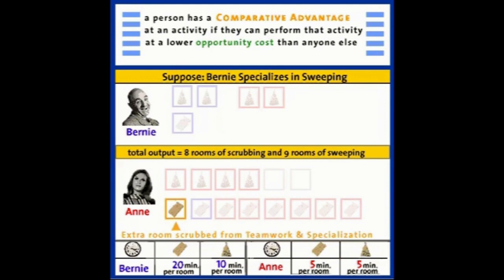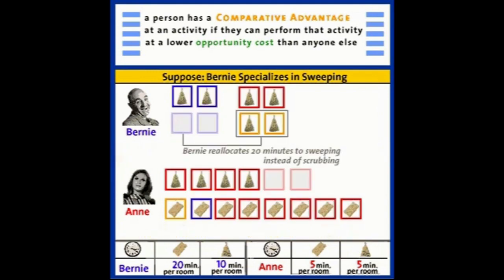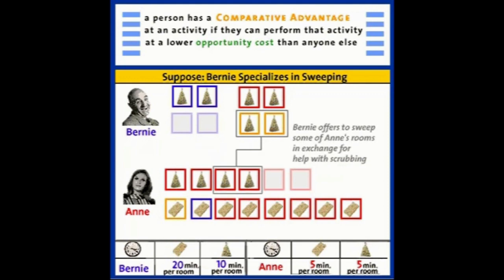This promises to be a good deal. Now Bernie is doing no scrubbing at all. He's doing all sweeping. He's got 1 room worth of scrubbing services from Anne that he's acquired, and now he's ready to give Anne 2 more rooms worth of sweeping. Once he gives her those 2 more rooms, Anne is now freed to scrub some more. She converts her time from sweeping away to scrubbing, and now we've got all these scrubbed rooms that Anne has done, and she can send one of them over to Bernie. Bernie's just as happy as he was before. He's got 2 rooms swept, 2 rooms scrubbed.